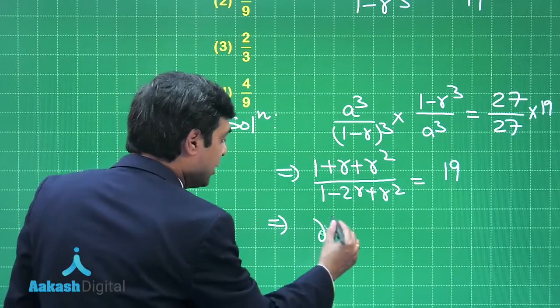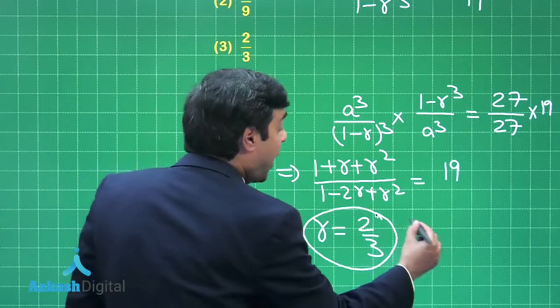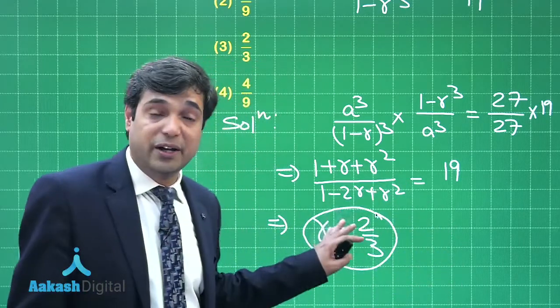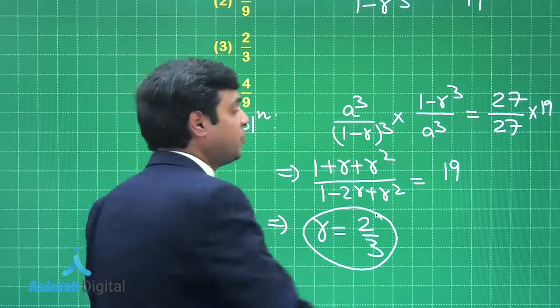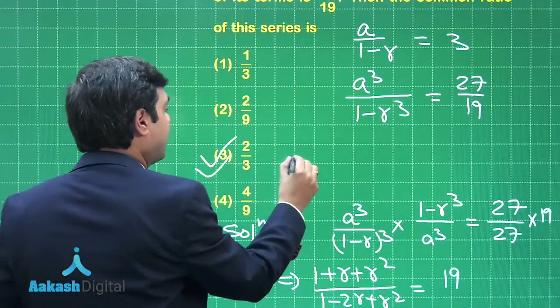On simplifying, you get the value of r as 2 by 3 because r has to be less than 1. This is quadratic, you get two values but the other value is greater than 1. So the correct answer is 2 by 3, that is option number 3.